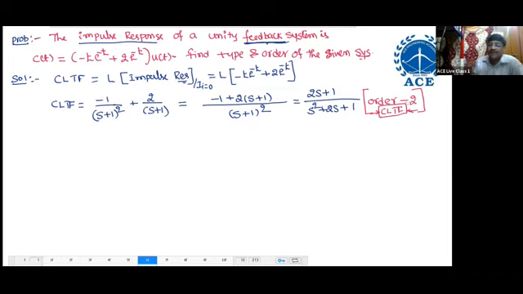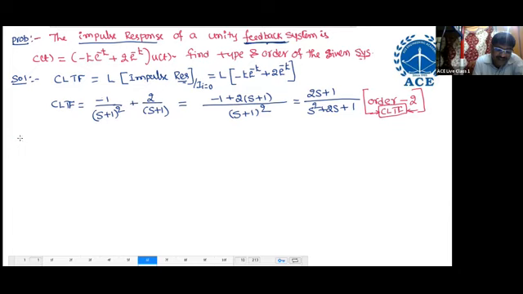Next, we'll go for type. For type, what is required? The open loop transfer function is required. In the open loop, we have to find how many poles are at the origin. That can be obtained only in the open loop form. So I need the open loop transfer function, that is G of S.